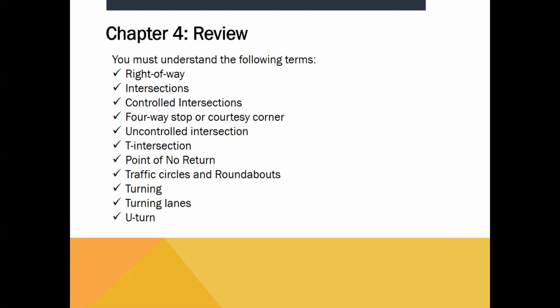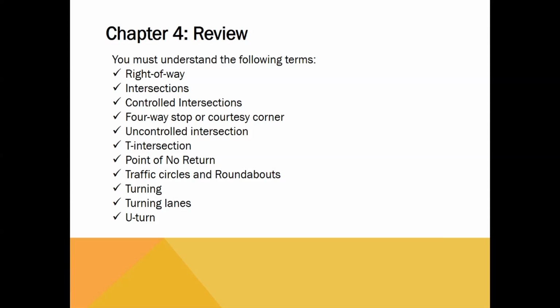So that's the end of chapter 4. I went over a lot of different things, but just to review, throughout chapter 4, we learned about the right-of-way. We learned about intersections, both controlled and uncontrolled, what that means, and what defines a controlled intersection versus an uncontrolled one. Uncontrolled doesn't have signs or lights. We learned about four-way stops or courtesy corners.